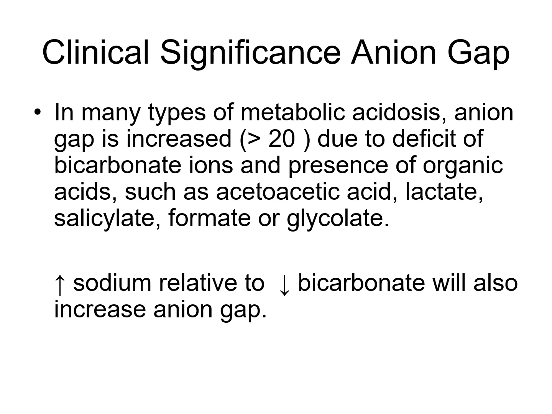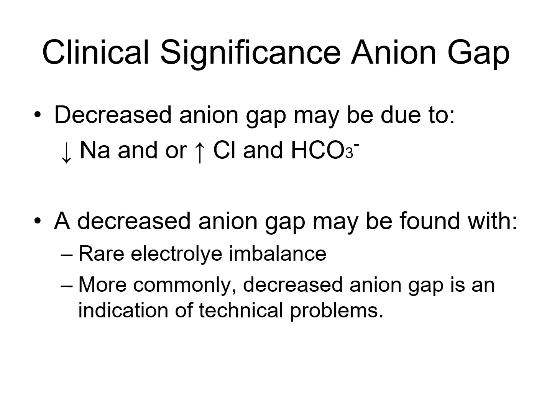In many cases of metabolic acidosis, we observe that the anion gap is higher than 20. This is because of the deficit in the bicarbonate. That means there is less of the bicarbonate ions and the presence of organic acids like acetoacetic acid, lactate, salicylate, formate, or glycolate. An increase in the sodium relative to decreased bicarbonate will also increase the anion gap. So those are the reasons for a change in the anion gap.